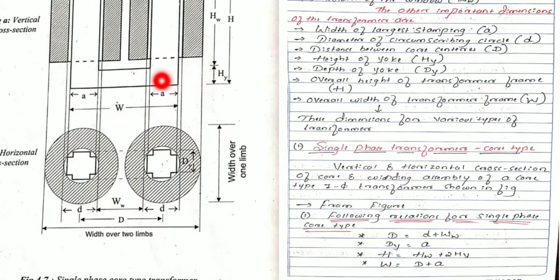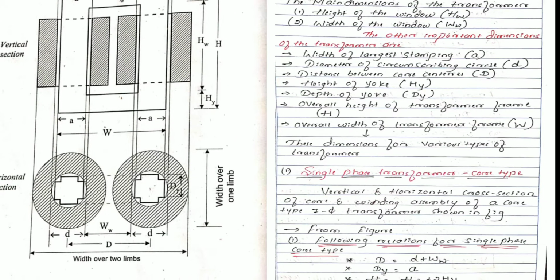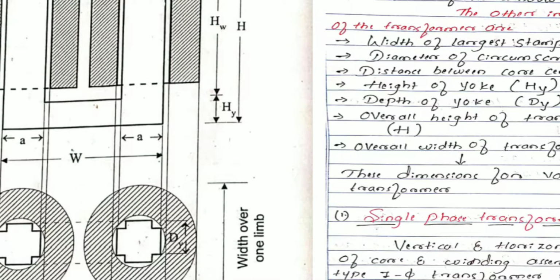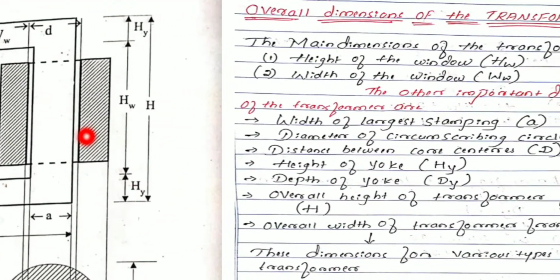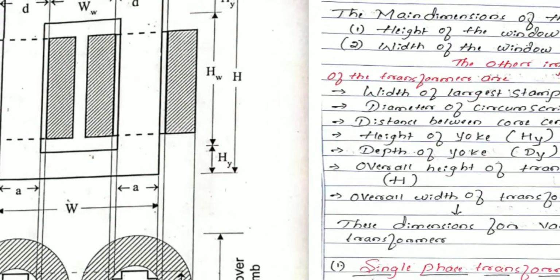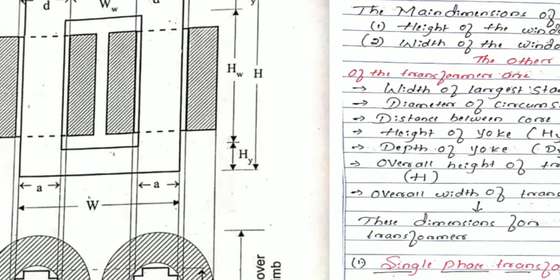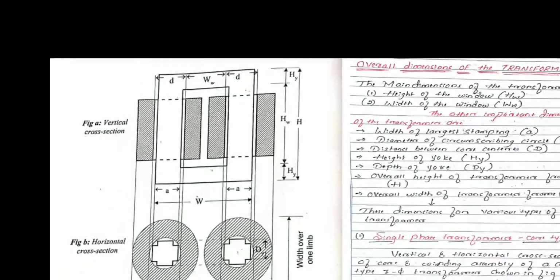Next is the depth of the yoke, represented here by DY. This depth of the yoke will be equal to the width of the largest stamping.